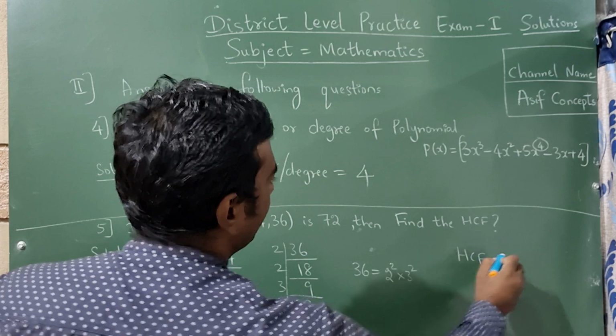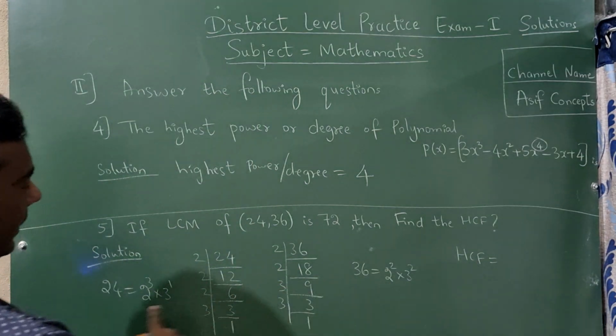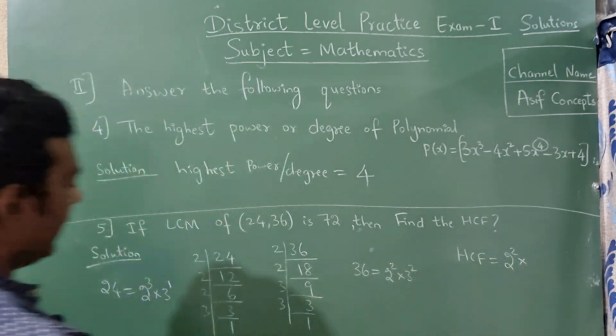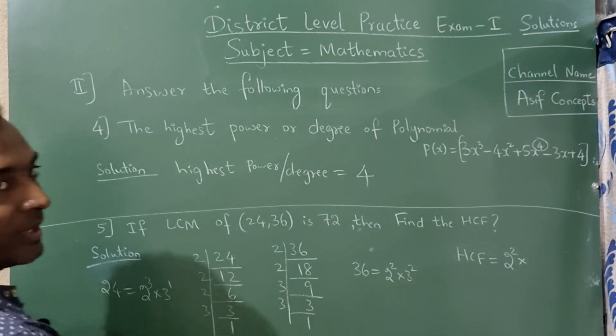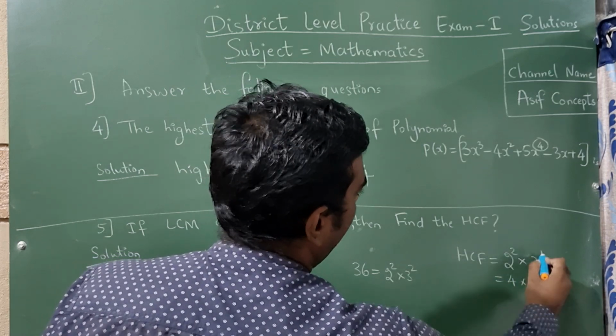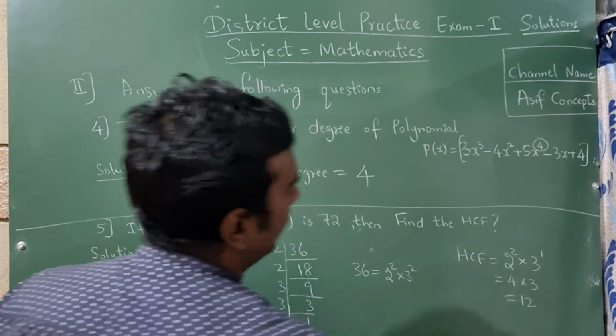So to find HCF, which is the least in these 2, it is 2 raised to 2. And here the least one is 3 raised to 1. So 2 square is 4 and this is 3. 4 3s are 12. So HCF is 12.